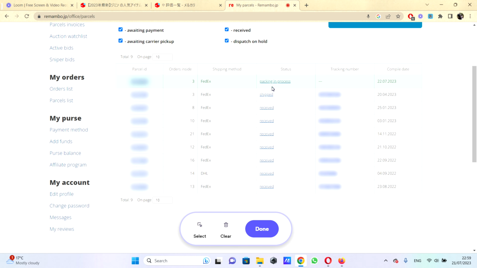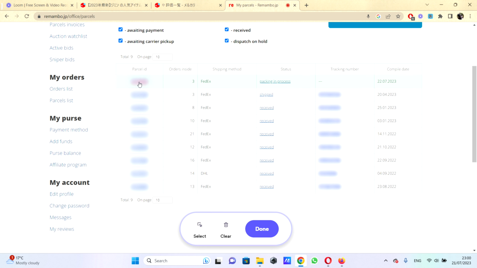So these are all my old ones. Every time you ship out, if you don't click on the shipped and you don't click that you received it, it will just show up as shipped, which I haven't done. It's not a requirement. Sometimes I forget to do it, honestly. So yeah, what shows up is your parcel ID, how many orders you have, with what you shipped. Like I said, I usually use FedEx. Then the status, for example, the one that we just created is packing in progress, and the compile date. And then when it's shipped out, there's also a tracking number.